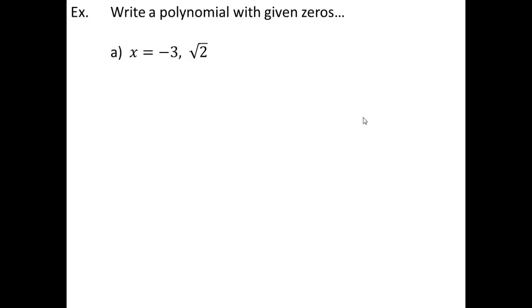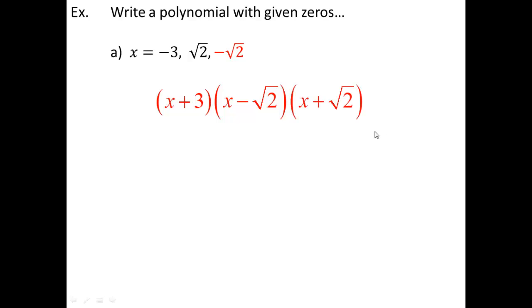Alright, so just like before, we're going to take our given roots and turn them into factors, but before we do that, we're going to realize something. If I tell you that the positive square root of 2 is a solution, that implies that the negative square root of 2 must also be a solution. So when I set up my factors, I shouldn't set up just a factor for x plus 3 and x minus root 2. I also need a third factor, x plus root 2.